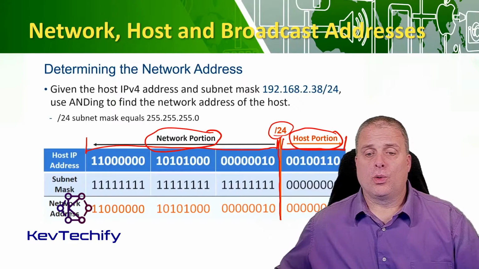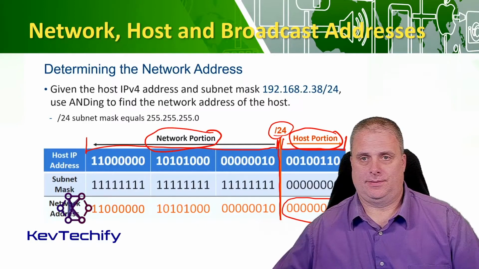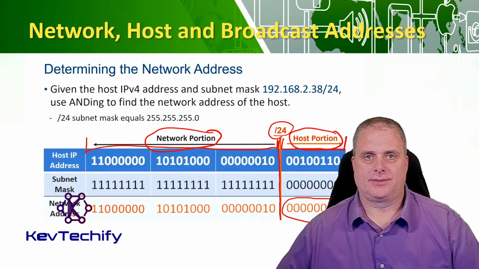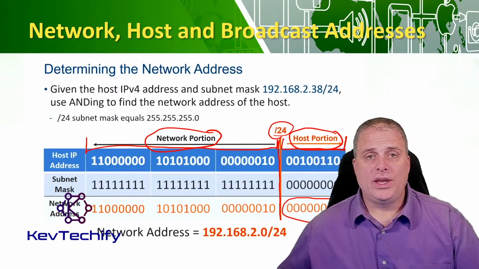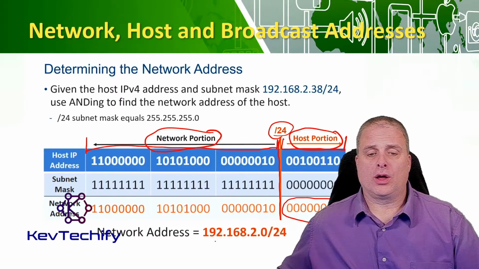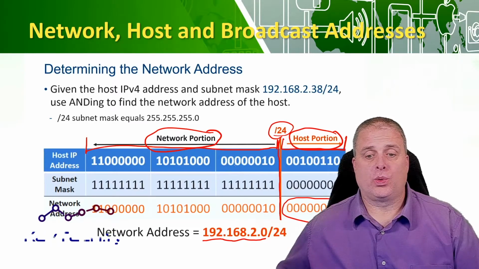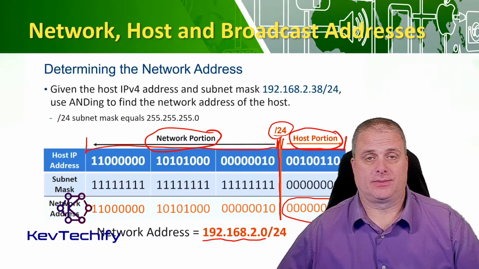Network addresses will always have zeros in their entire host portion, however long it is. In this case, the last 8 bits. If we convert to dotted decimal, we can see that this host belongs to the 192.168.2.0/24 network. That is its network address.